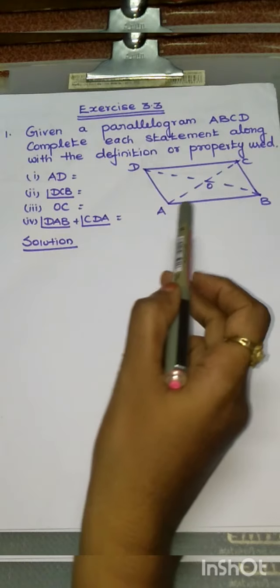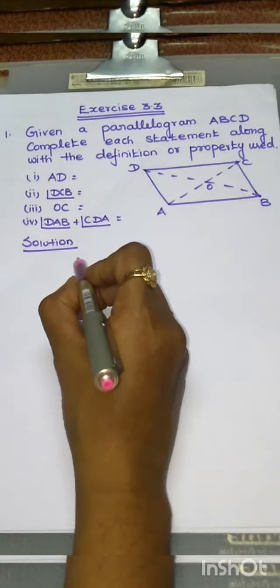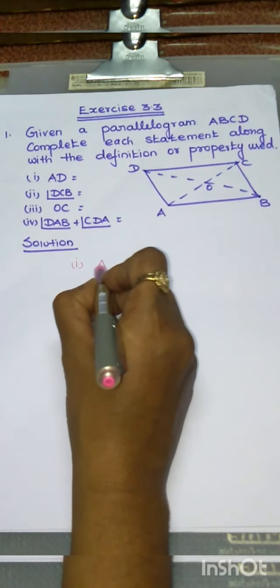Okay. What is given? ABCD is a parallelogram. That is given. What are the properties of a parallelogram? Opposite sides are parallel. And what is the next one? The sum of any two adjacent angles is supplementary. Opposite angles are equal. These are the important properties of a parallelogram. First, what is the question actually? We have to calculate the AD value.